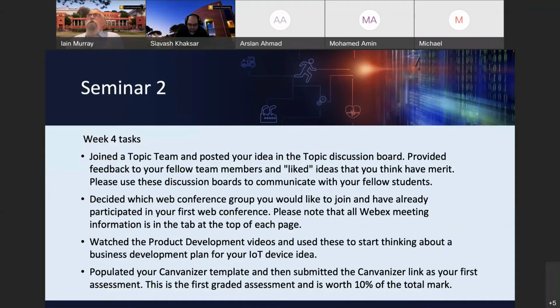Discussion boards are really good for doing this. I strongly encourage everyone to get involved in the discussion boards, let people know what you're up to, what you're doing, what challenges you have. Savash and I, mostly Savash, will be checking in on these quite often. So we'd like to be able to communicate as well in there.